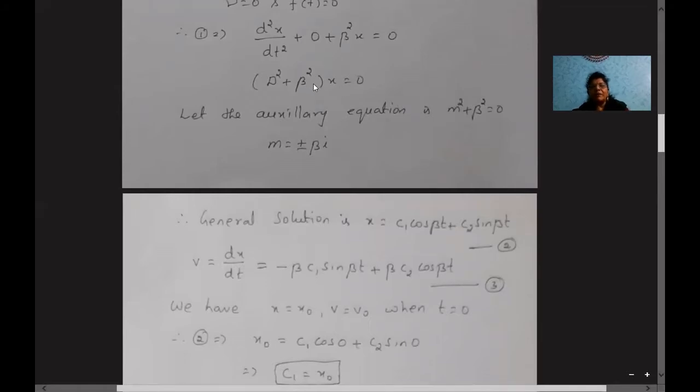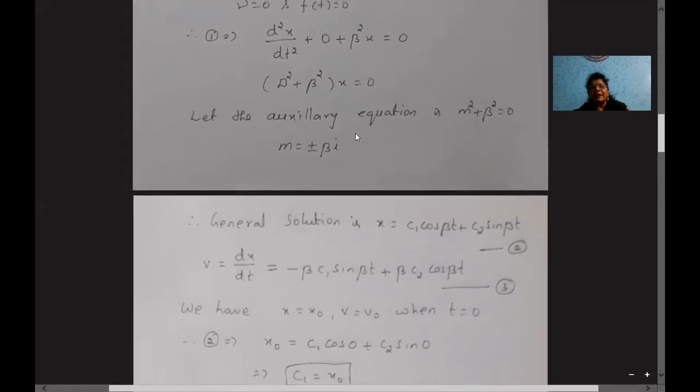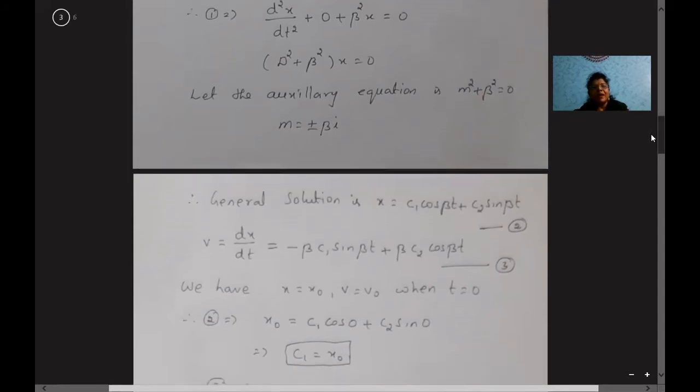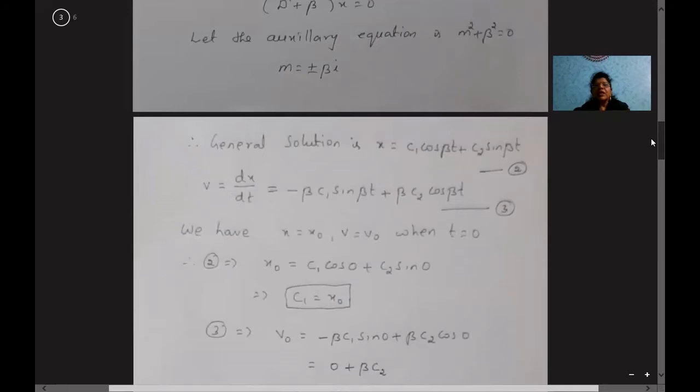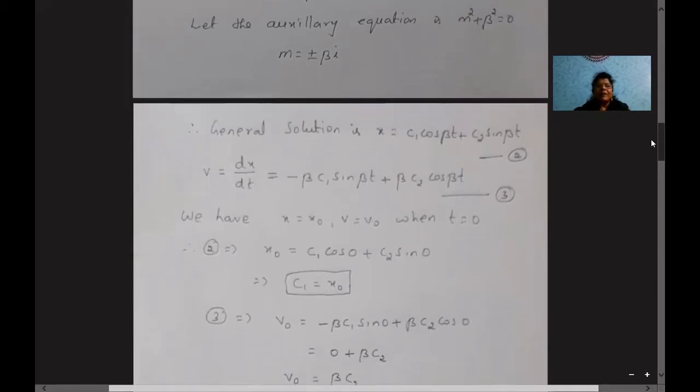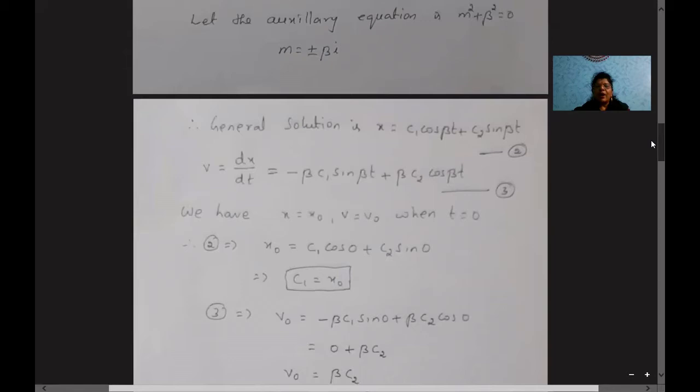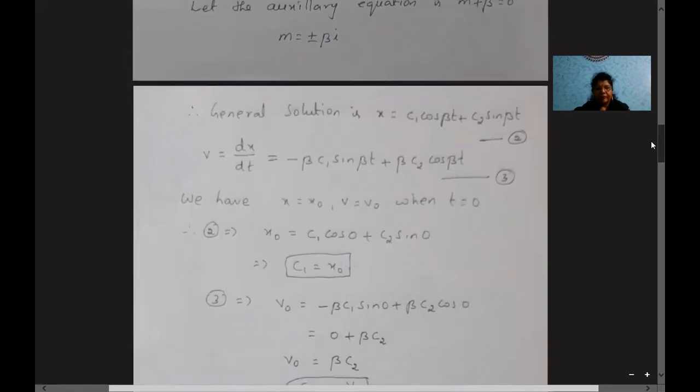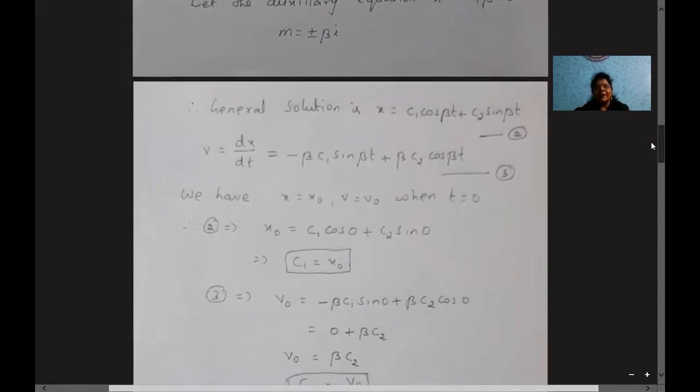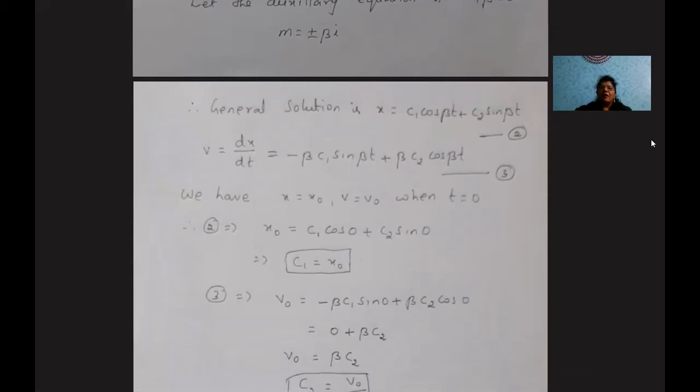From this D square plus beta square of x equal to 0, we have obtained the auxiliary equation, that is m square plus beta square equal to 0. m is equal to plus or minus beta i. How have we obtained m is equal to plus or minus beta i? By solving the quadratic equation using the formula minus b plus or minus root of b square minus 4ac divided by 2a. We obtained m is plus or minus beta i, which is a complex root, meaning alpha plus or minus i beta. Here alpha value is 0, beta value is beta itself.